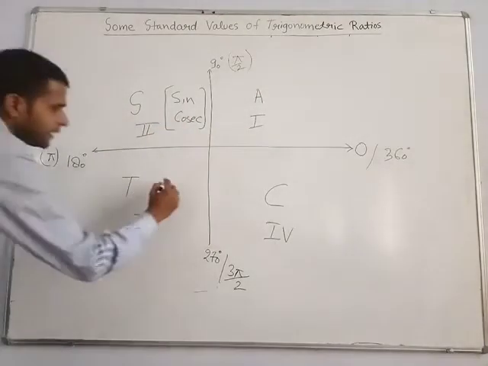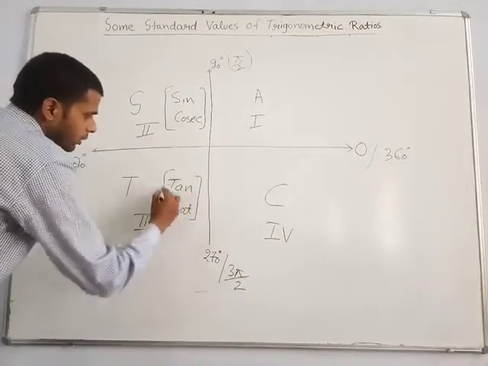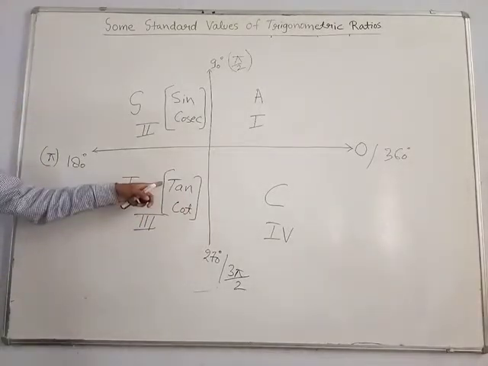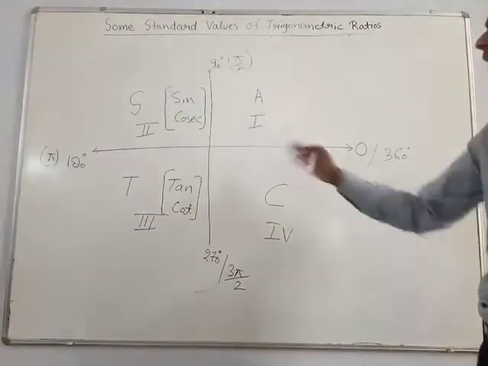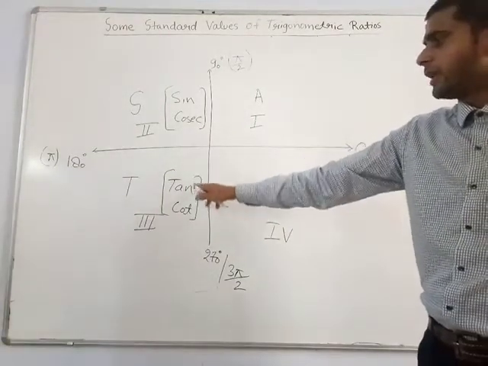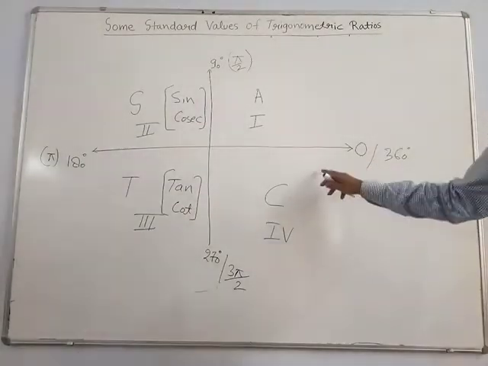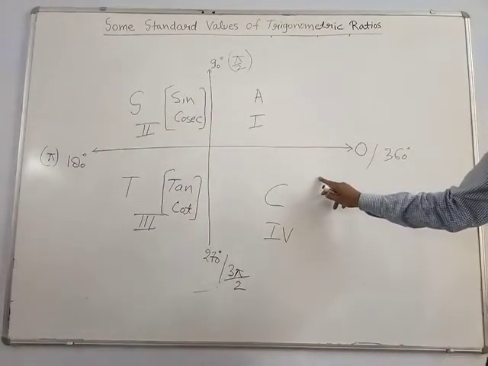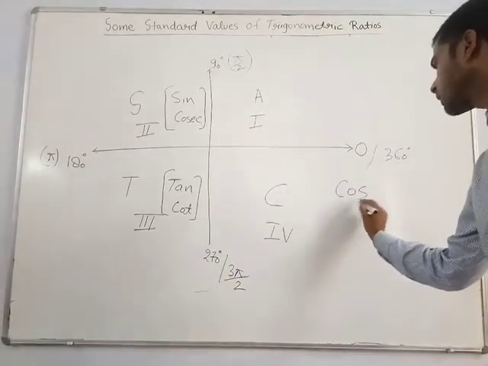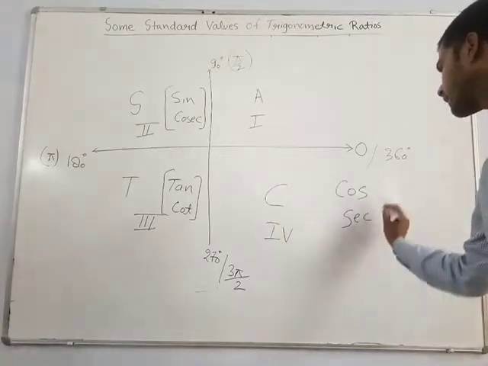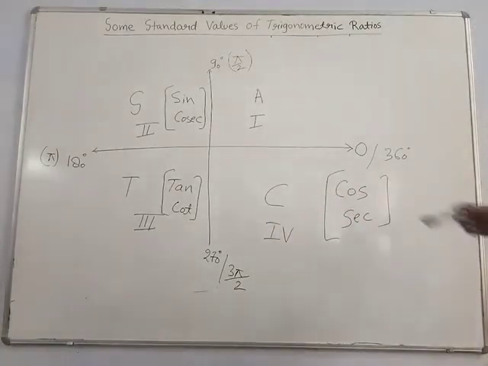Third, T is tan and its derivative is cot. In third quadrant, tan and cot are positive, rest are negative. Rest means 4 values, means sin, cosec and cos and sec. Then C is cos and sec. These 2 values are positive, other values are negative.